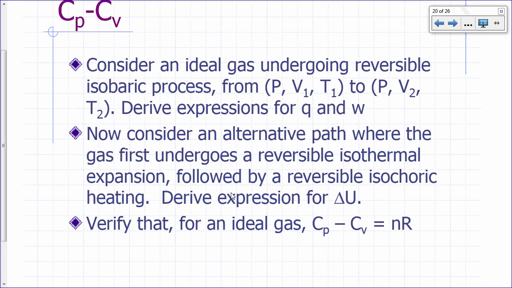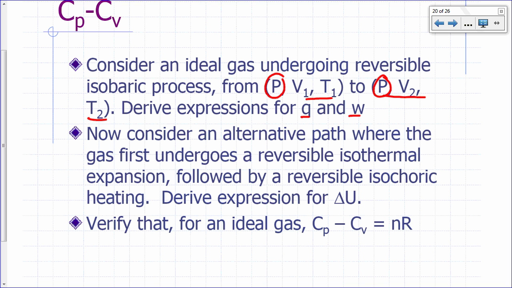Okay, so consider an ideal gas undergoing a reversible isobaric process. It goes from P, V1, T1 to P2, V2, T2, but P1 and P2 are the same, so we're just going to call that P. And let's derive an expression for Q and W for that.